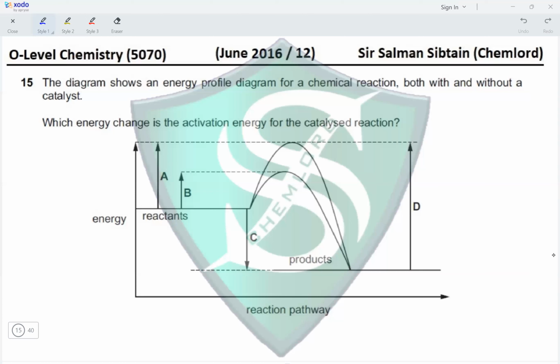Therefore, B is the activation energy for the catalyzed reaction. C is the delta H for this reaction, and D would be the delta H plus the activation energy for the uncatalyzed reaction. So out of these four, they want us to give the activation energy for the catalyzed reaction, making option B the correct option for this question.